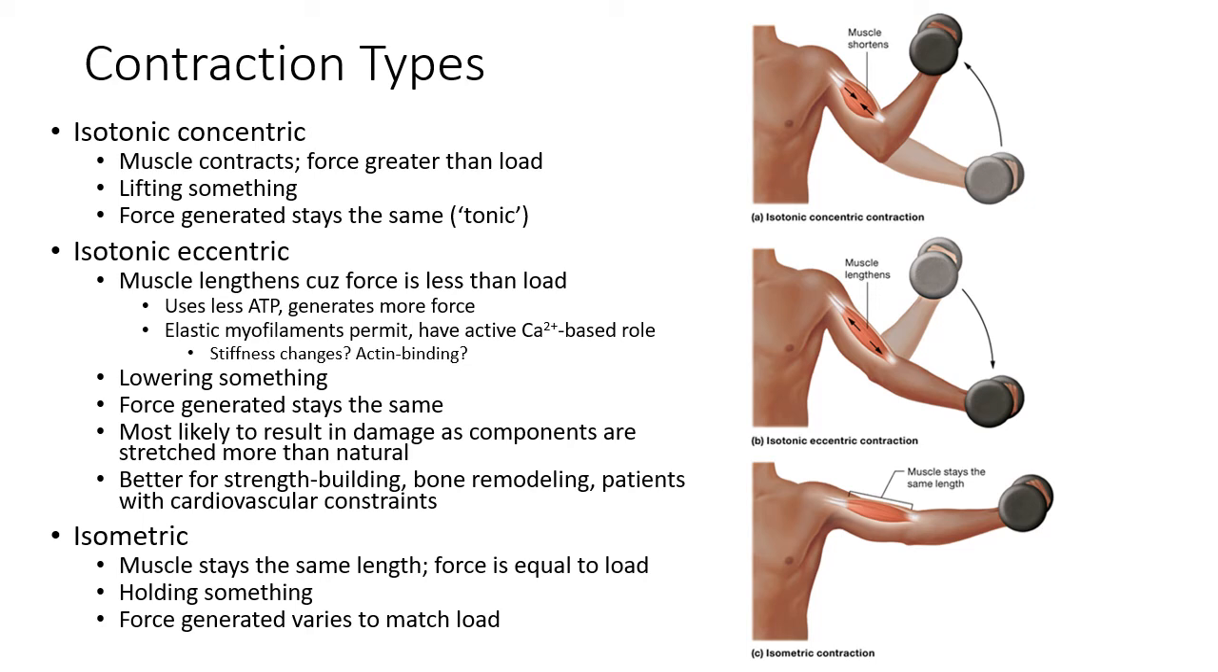Then finally, you have isometric contractions. In the isometric contraction, the muscle does not change its length. So that means that the force the muscle is generating has to be equal to the load that it's holding or supporting. So that would be the type of contraction that you would use to hold your arm out and be holding something. The force that you're generating does not stay the same. It's going to vary depending on how much the load is. So it will always just equal the load, but if the load changes, then the force will change to match it. The muscle length is the thing that doesn't change in the isometric contraction.